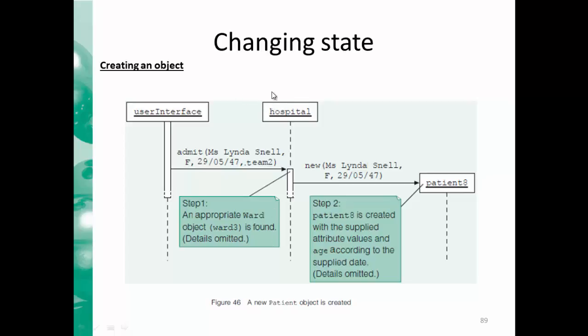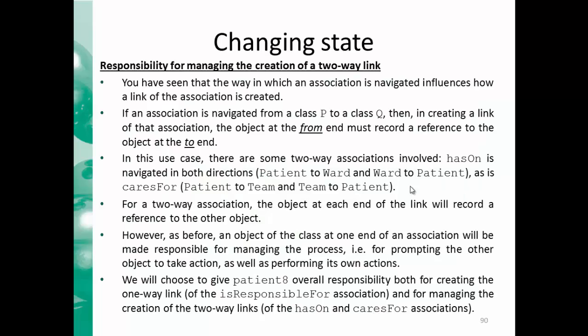So if we consider this as being the time, you find the time of creating object patient 8 is sometime later than the user interface and hospital objects. So they were there first, they were interacting to build the object patient 8, and that's why it came a bit lower than the other objects. To be able to build the objects, I need to take the parameters of that object and use them to create my object. Now we talk about the responsibility for creating one-way or two-way links.